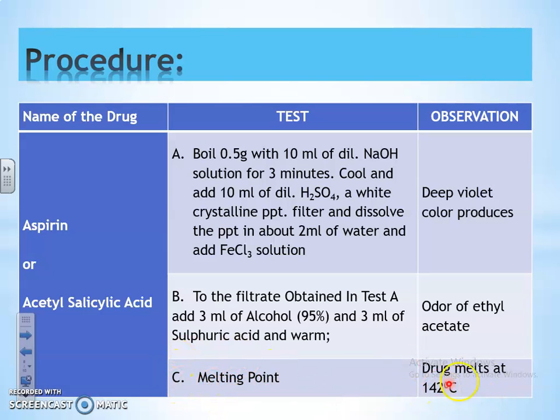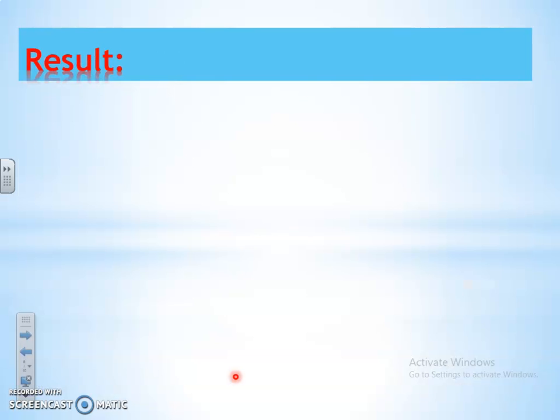Third is the melting point. We have to determine the melting point. The drug aspirin will melt at 142 degrees Celsius. So this is all about the procedure, observations and inferences.